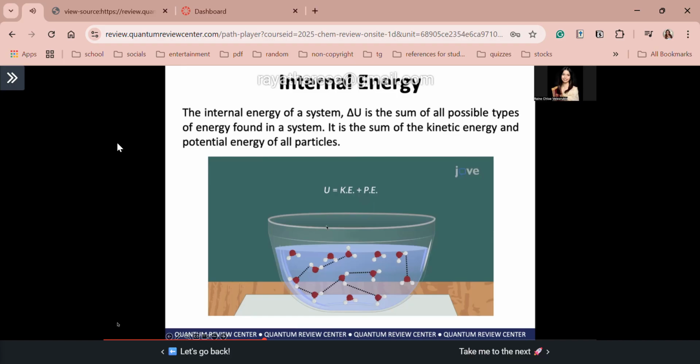So again, the kinetic energy of an individual molecule includes contributions due to its rotation and vibration, as well as its translational energy. Meanwhile, yung potential energy naman ng particles is due to the intramolecular interactions or intermolecular interactions. Okay?